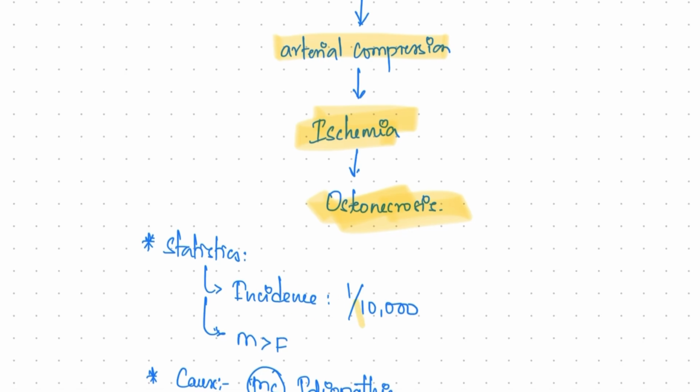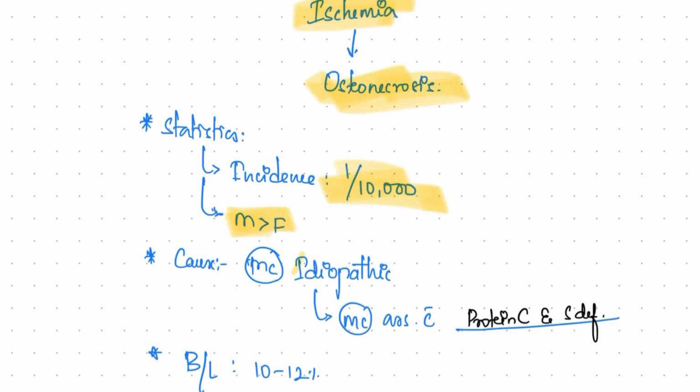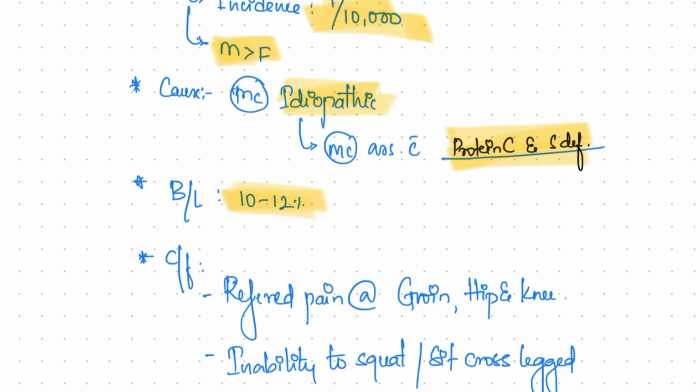Then coming to its statistics, its incidence is 1 in 10,000 and slightly male preponderance. Then coming to the causes, most commonly idiopathic, and we observe it is most commonly associated with protein C and S deficiency. Then bilateral prevalence is 10 to 12%.